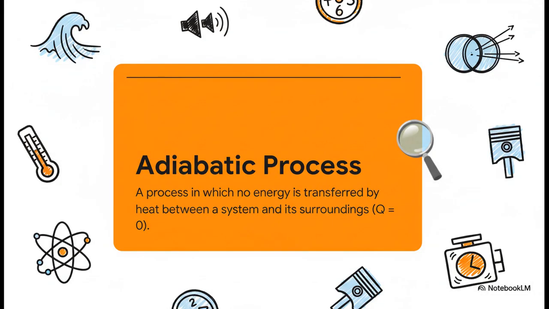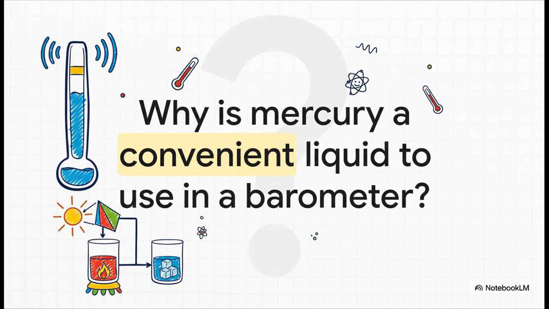Next, an adiabatic process. The key word to think of here is insulated. Just imagine a perfect thermos. No heat can get in and no heat can get out. Now, the temperature inside can still change if you do work on it, like if you shake it really hard, but there's absolutely zero heat exchanged with the outside. That's what Q equals zero means. No heat transfer.